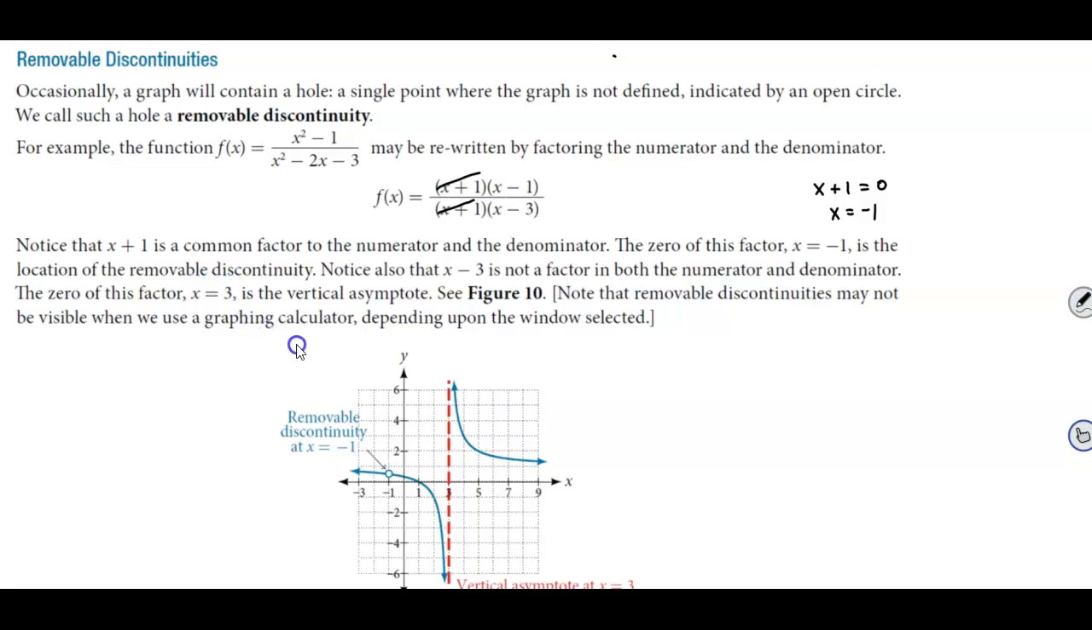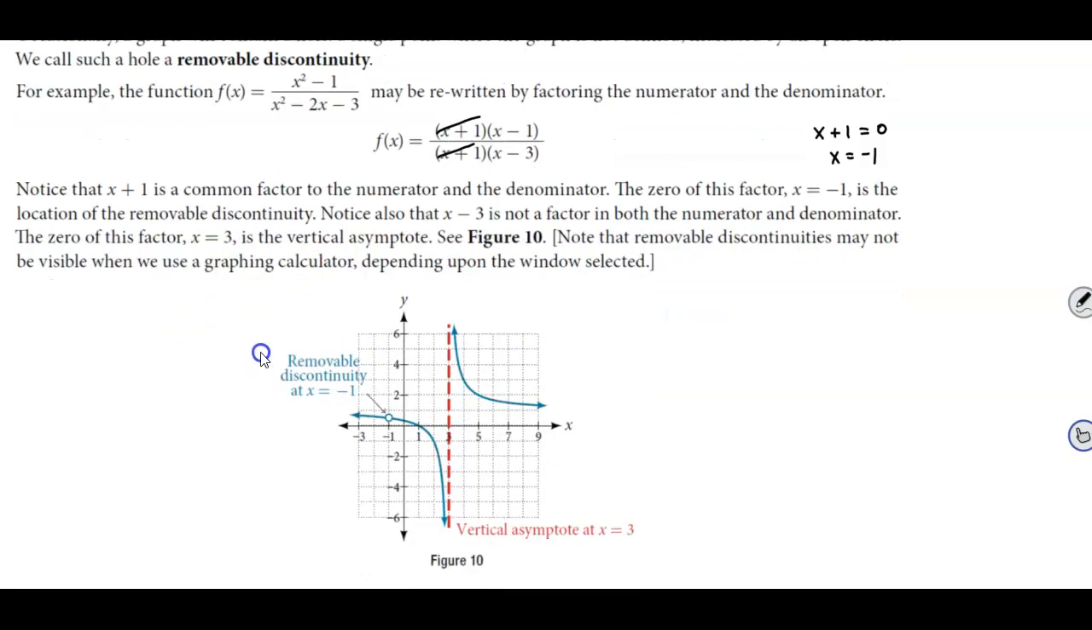And notice also that x minus 3 is not a factor in both the numerator and denominator, so the zero of this factor, x equals 3, is the vertical asymptote. So you can see that in the figure.